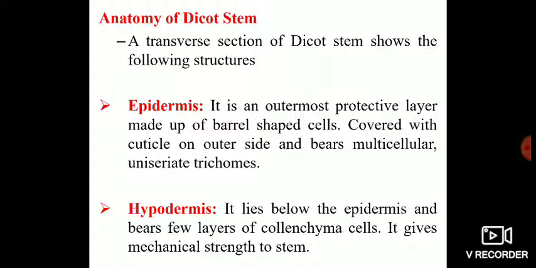Then the next region is hypodermis. Hypodermis lies below the epidermis and bears a few layers of collenchyma cells. In some cases you will find the hypodermis is constituted of two layers. The first one is collenchyma and the second one is chlorenchyma. You will see it in the image at the end. The main function of collenchyma is that it gives mechanical strength to the stem.